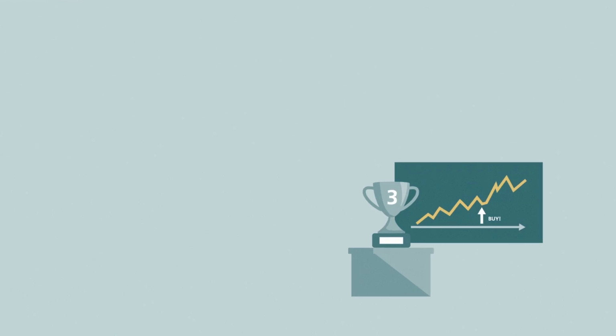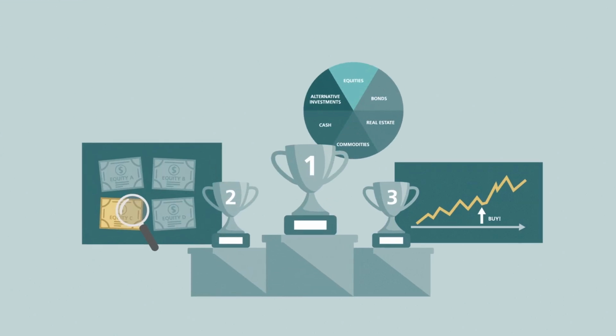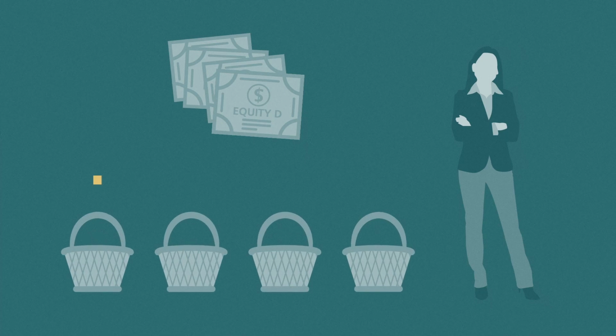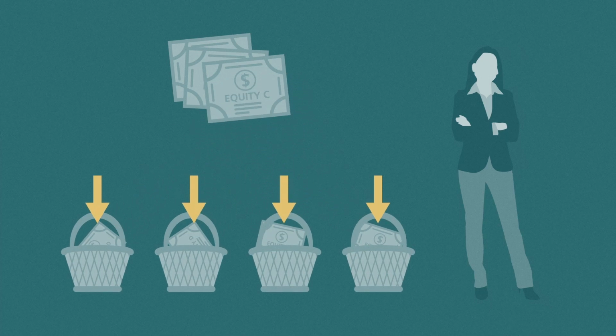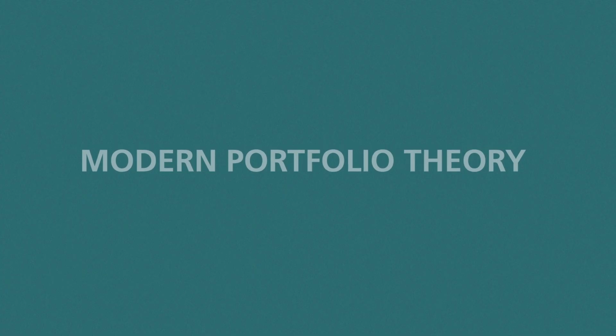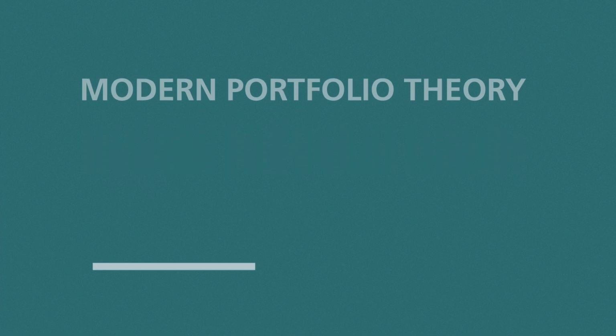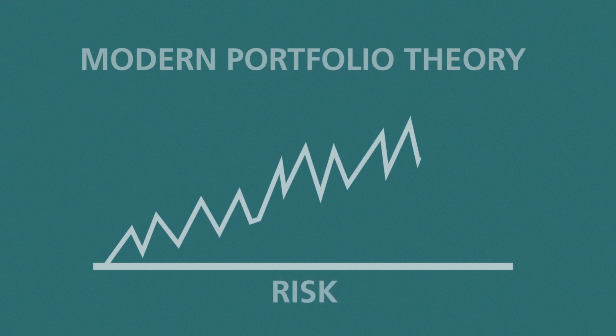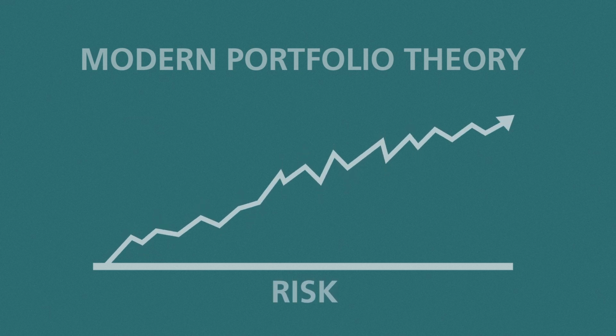But numerous studies show that the right asset allocation is much more important if you want to invest successfully. Why? Because of diversification. Simply put, you shouldn't put all your eggs in one basket. Modern portfolio theory takes this idea a step further. It shows that without sacrificing returns, risk can be reduced by systematically combining different investments. The principle is quite simple.